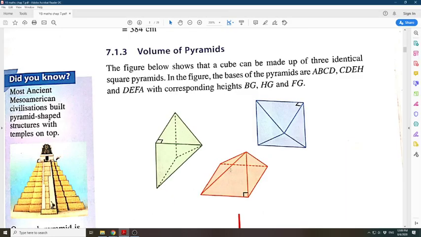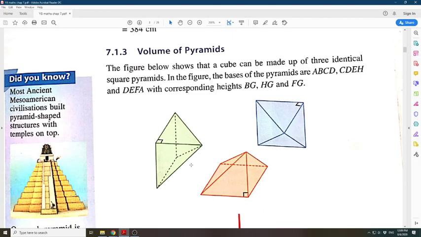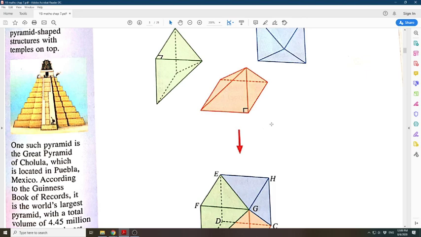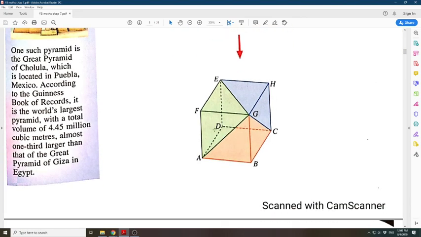So how do we calculate the volume of this pyramid? It looks difficult, right? Actually no, it's very simple. But first things first, I need you to see this. This is basically three similar pyramids, and when I put them together, they actually become a single cube.